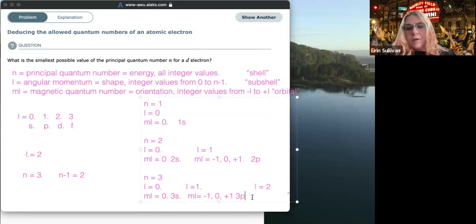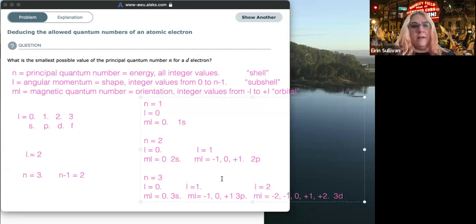Then for L equals 2, the possible values of ML range from minus 2 to plus 2, including 0. So that's minus 2, minus 1, 0, plus 1, plus 2. So there are 5 possible orbitals, and the subshell designation for n equals 3, L equals 2 would be 3d. So there are 5 3d orbitals. All right.